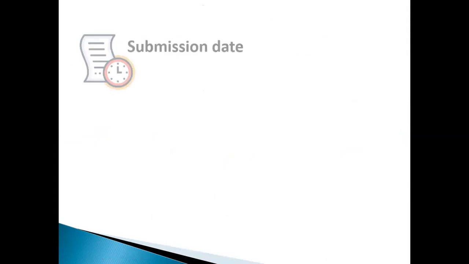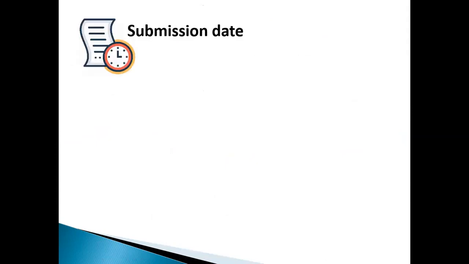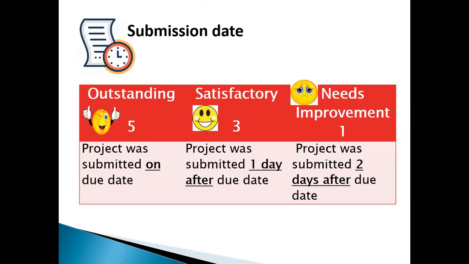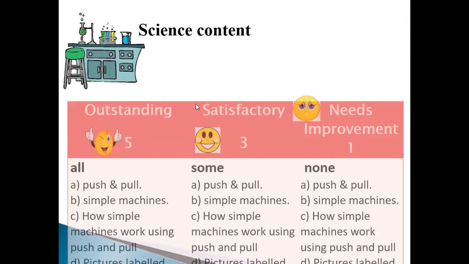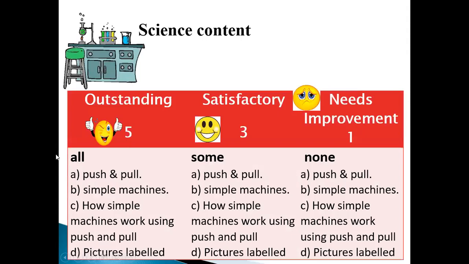How? First of all, about the submission date. If you gave me your project on the due date, on the date of the submission time, you will take 5 out of 5. If you submitted or gave it to me, your project, one day after your due date, you will take 3. If you submitted or gave me your project 2 days after your due date, you will take 1.